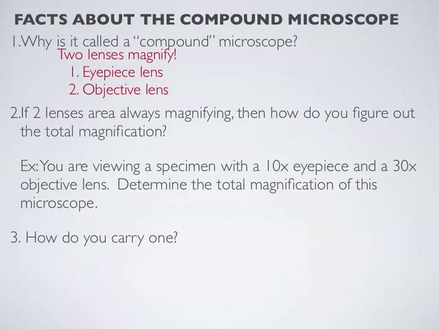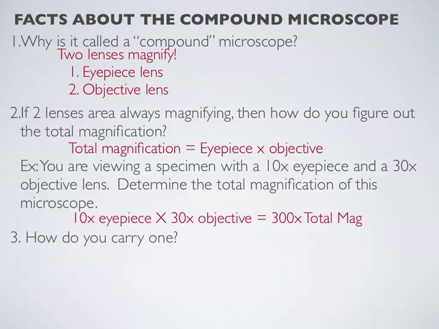Things that you will be asked to do is calculate how much the image is being magnified. And so the way that you do that, let's say on your microscope, the eyepiece that you're looking through is magnifying the image 10 times. And the objective lens is magnifying it 30 times. What's the total amount of magnification that you're seeing? 300, exactly. You multiply the power of the eyepiece times the power of the objective, and that will tell us the total amount of magnification. So in this case, a 10x eyepiece and a 30x objective give us 300x total magnification.